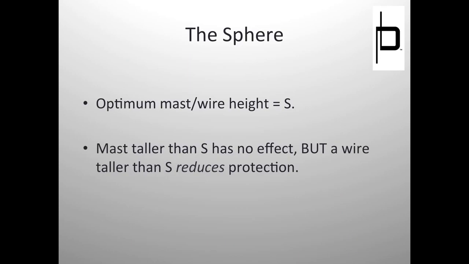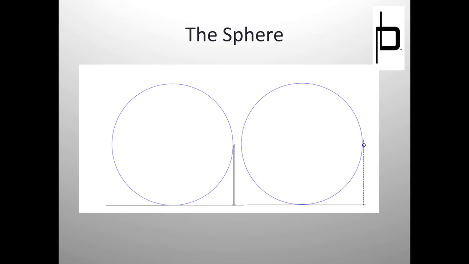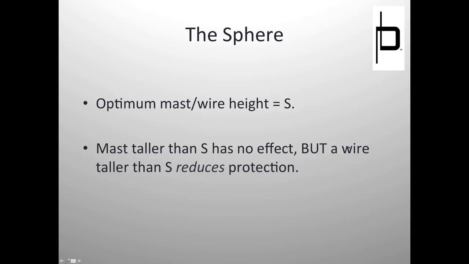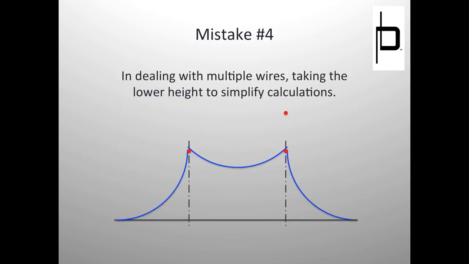So we talked about how the optimum mast wire height is S, but a mast taller than S has no effect, right? However, a wire taller than S reduces protection. So therefore, the mistake is thinking taller is better. That's why it's a mistake. It's a bad assumption. If you go taller, it isn't necessarily better. It may improve your top-down strike protection, but it could reduce your side strike protection. All right. Mistake number 4.